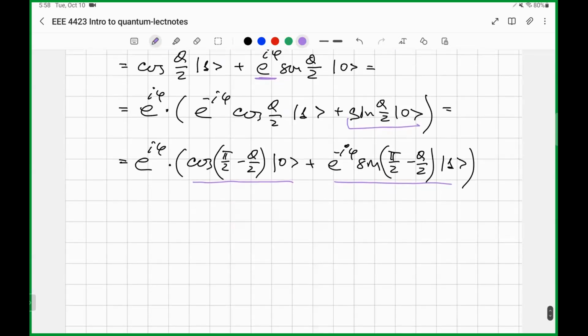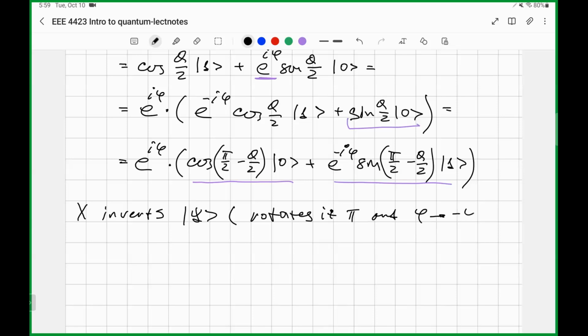So we conclude that this gate X inverts the general state psi, which means that it rotates it by angle pi, and flips the phase from phi to minus phi.